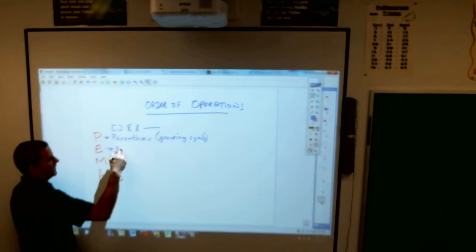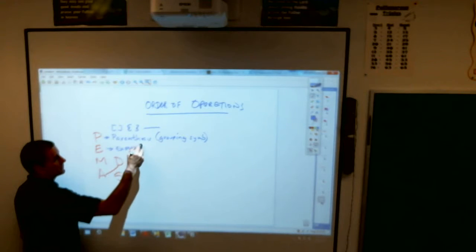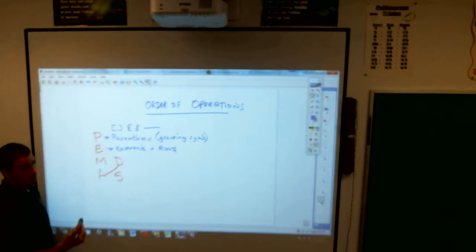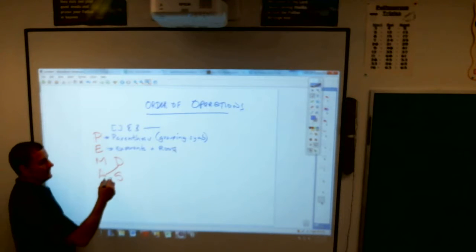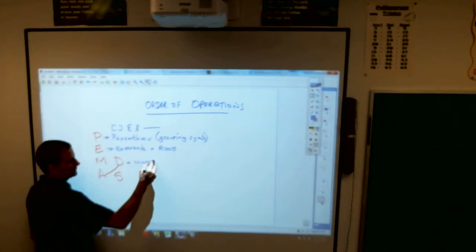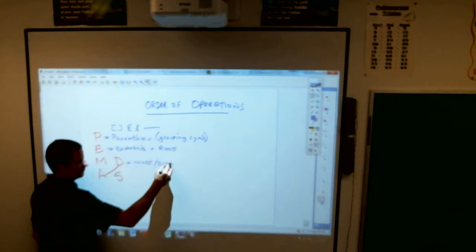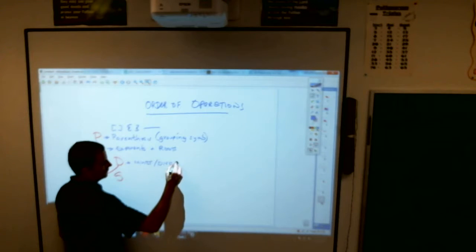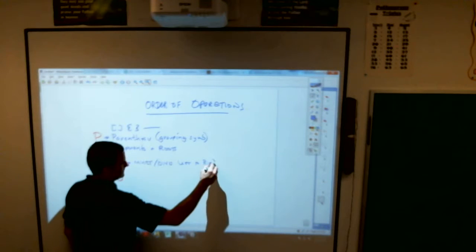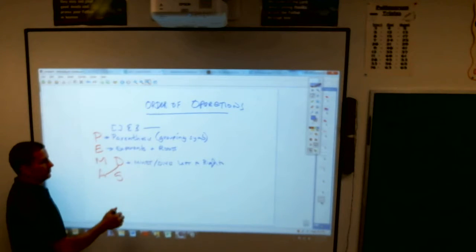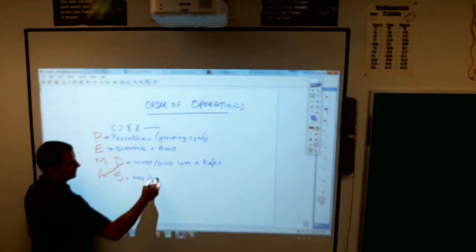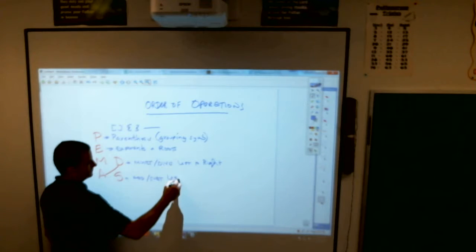Jacob? Exponents and roots. They fall on the same level. Square roots, cube roots. M and D stand for multiplication and division. And they fall on the same level, but you need to do it from left to right. And then the last thing you do when you're given a choice of all operations is addition and subtraction from left to right.